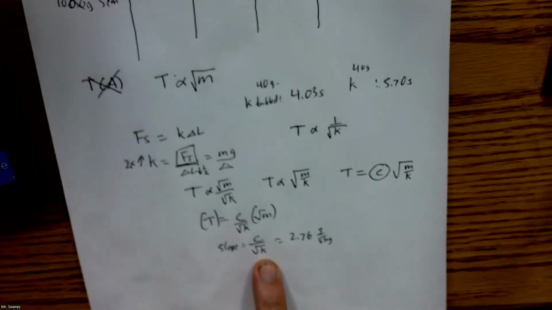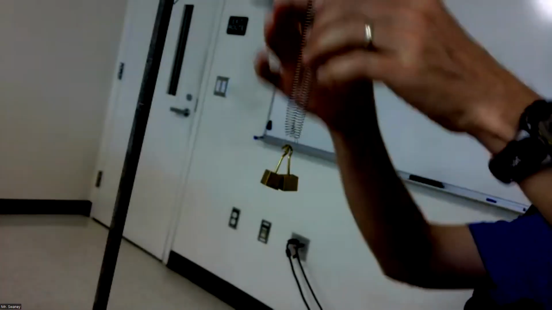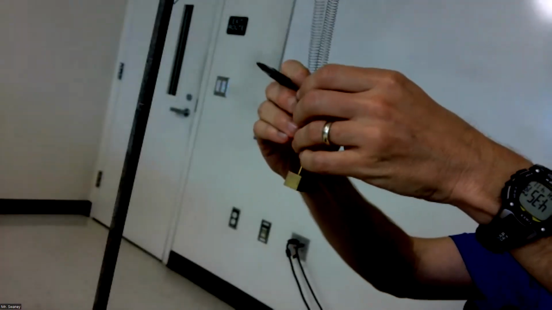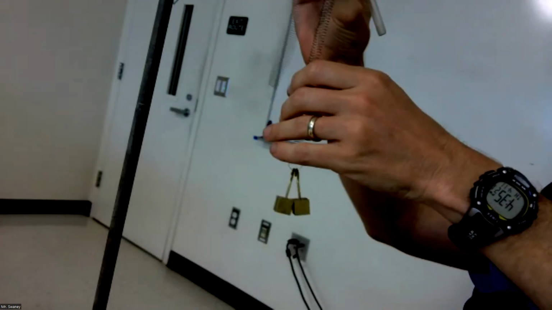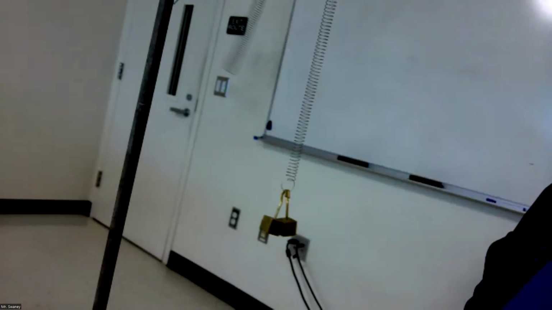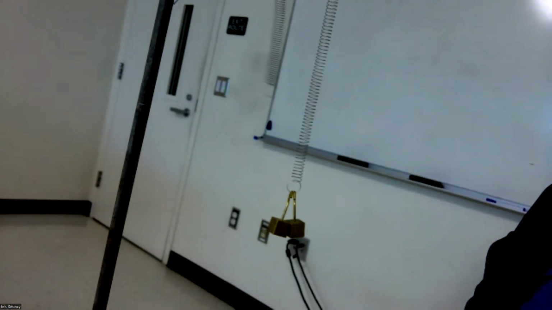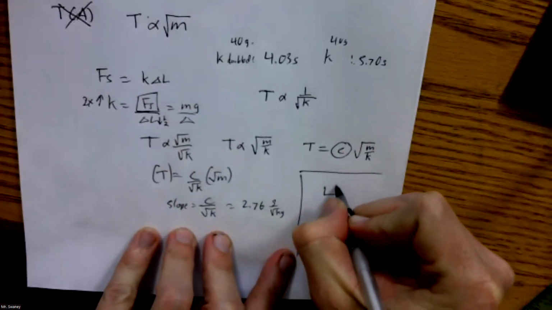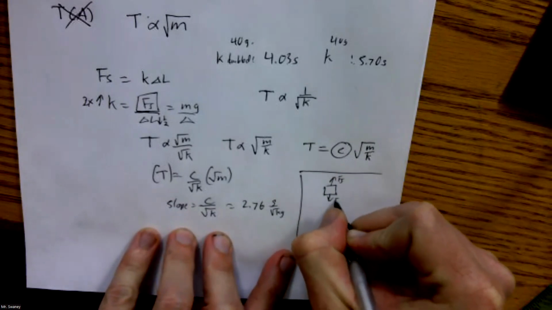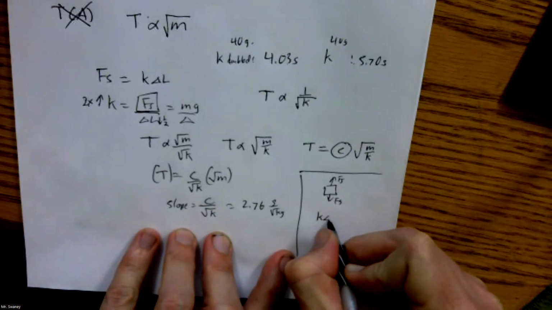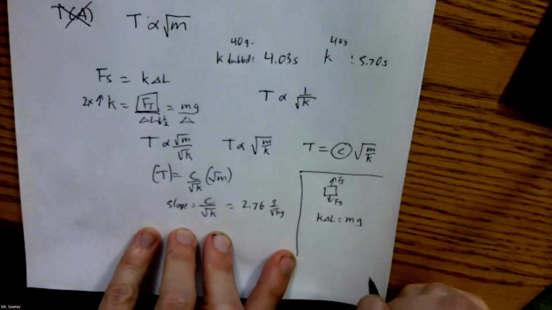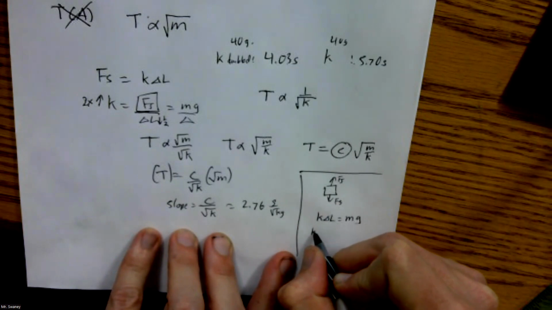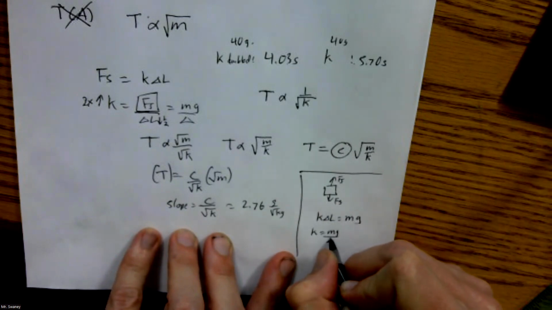I need a value for K. If you remember a long time ago, I hung 40 grams on one spring, and I measured that it went down about 7.9 centimeters. So we could use that to find a value of K. We know if the mass is hanging there, spring force up equals gravity force down. So K delta L equals mg, and K equals mg over delta L.